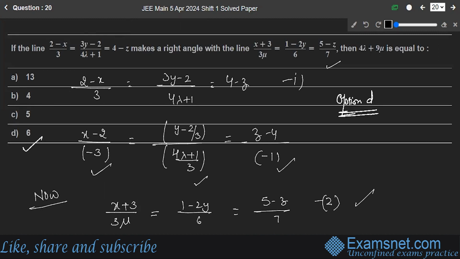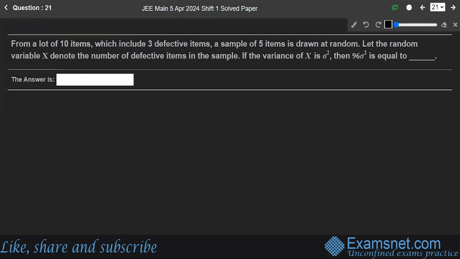Hope you're clear with this. Let's move to the next question then. Question number 21, from a lot of 10 items, which include 3 defective items, a sample of 5 items is drawn at random. Let the random variable x denote the number of defective items in the sample. If the variance of x is given by this, then 96 omega square is equal to. Fine. So let's try and make the table for it.